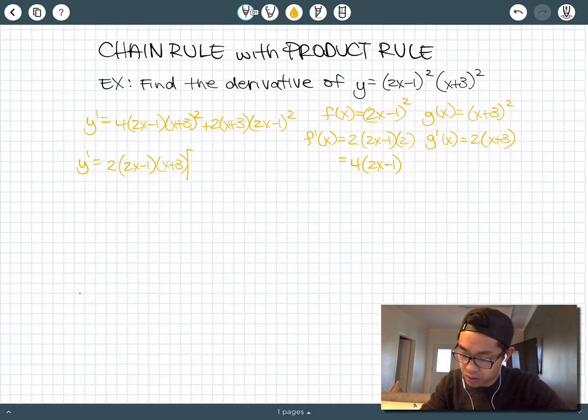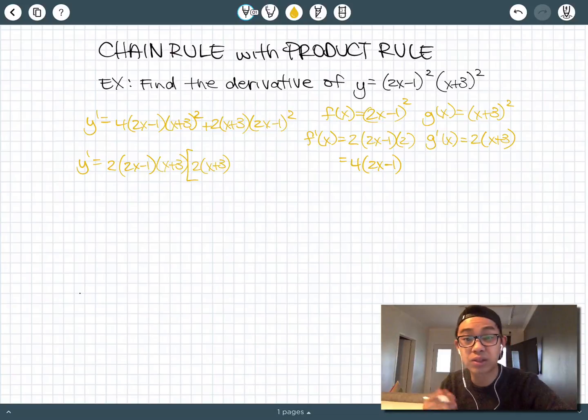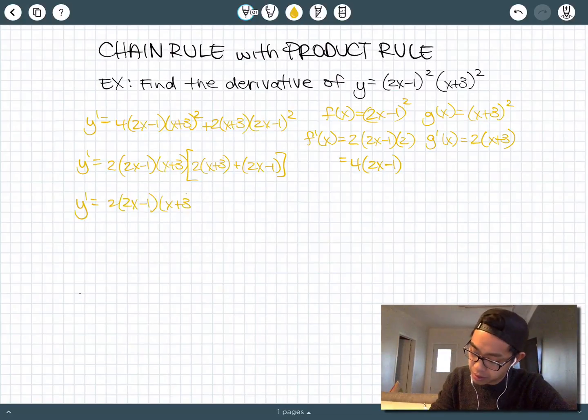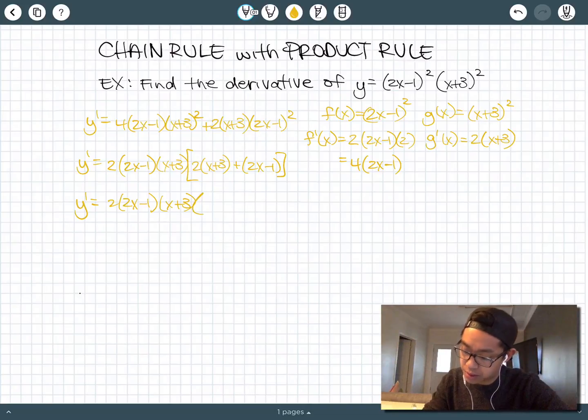What does that leave us with? On the first term, that's going to leave us with 2, and then an (x + 3). And on the second term, we pull out the 2, we pull out the (x + 3), so just a plus (2x - 1). We can simplify within the square brackets. So we get 2x + 6, plus 2x - 1.